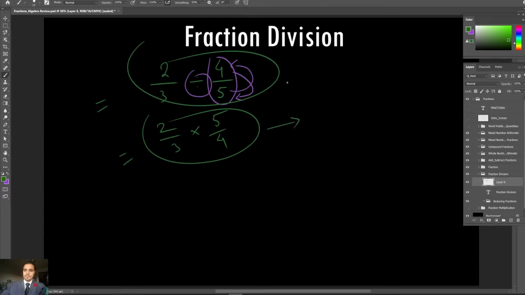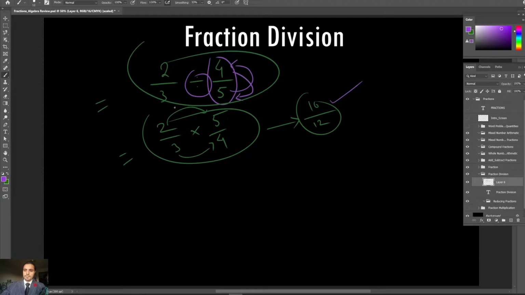So the answer to this is, when we multiply two fractions, you multiply the top with the top, the bottom with the bottom, numerator with the numerator, denominator with the denominator. So 5 times 2 is 10, and 4 times 3 is 12. All right, so that's all you have.